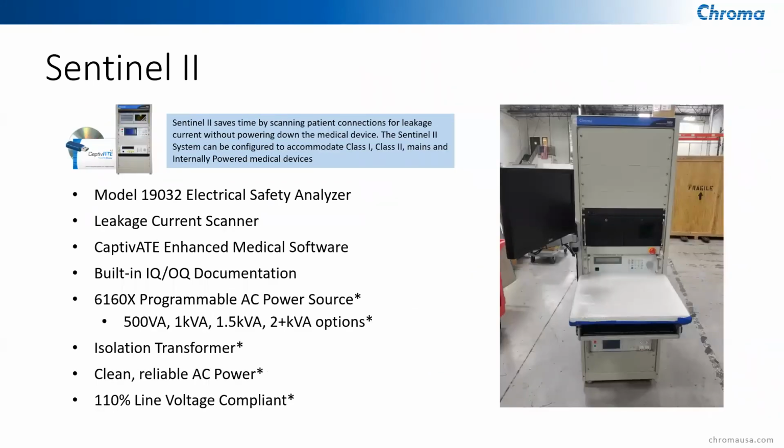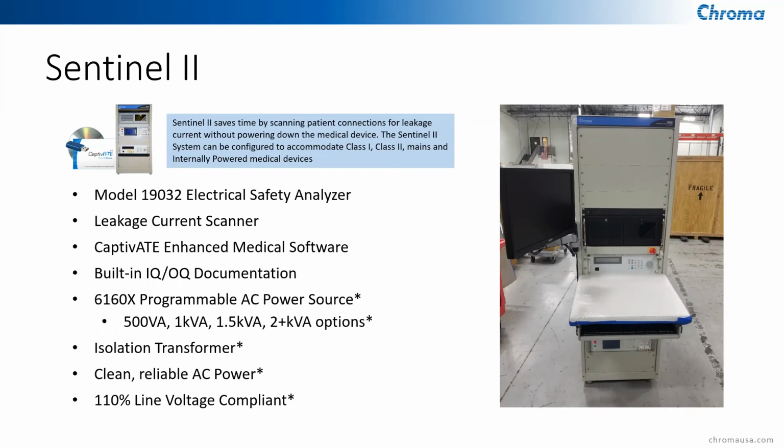So now we moved on to a little bit more of a complex system. So our Sentinel II, as you'll see here on the right-hand side, it's looking more like a full system you would see in a rack. It not only builds off of the 19032 and the software and then the IQ/OQ validation documentation, but this is where you'll add the AC power source.